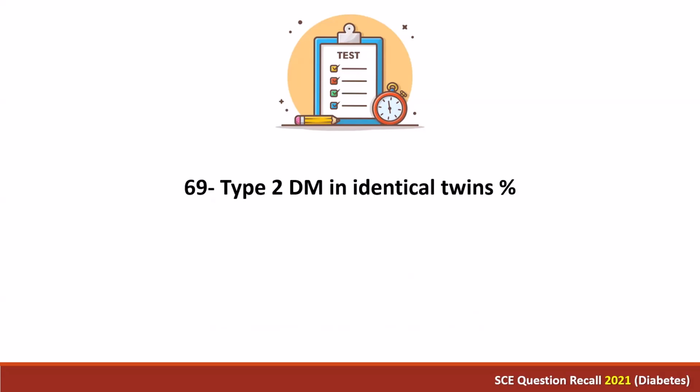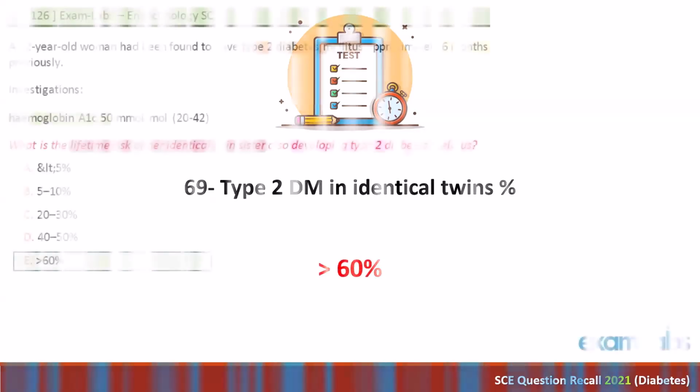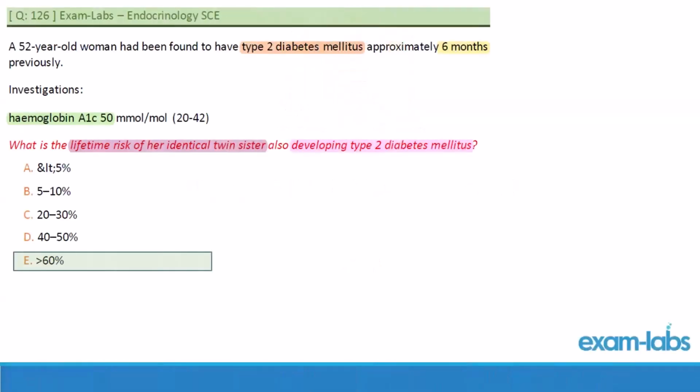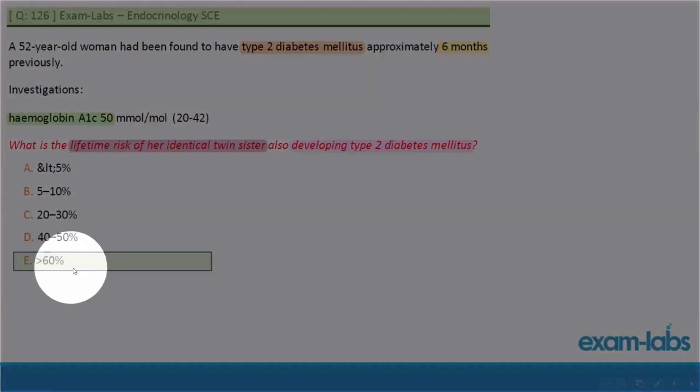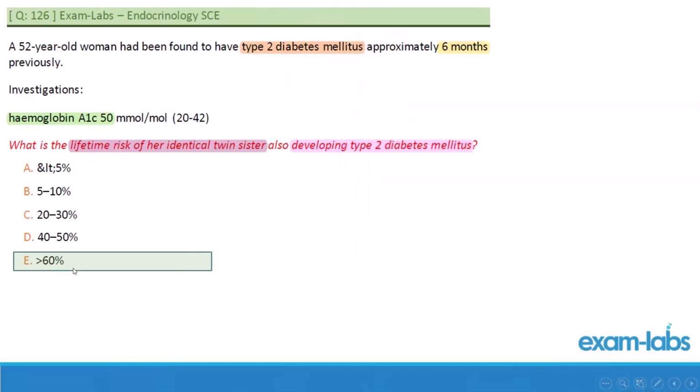This is another question from a 2021 exam recall. And of course, as you know, risk of inheritance is more than 60%. And this question is also from the exam recall: what is the lifetime risk of her identical twin sister developing type 2 diabetes mellitus if the father has type 2 diabetes mellitus? More than 60%, more than 60 to 100%.